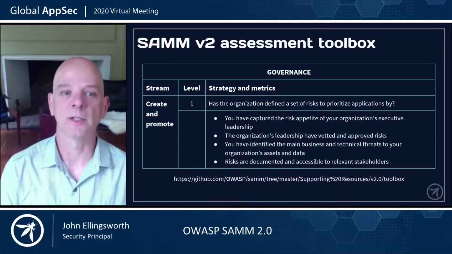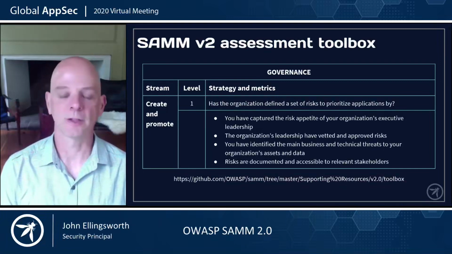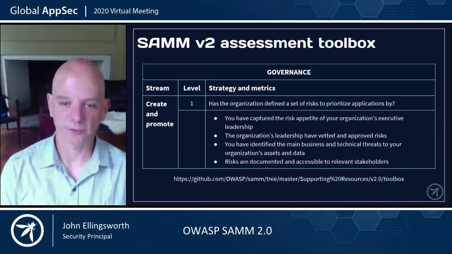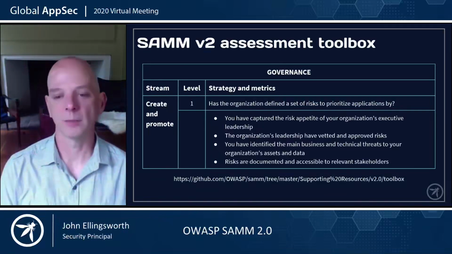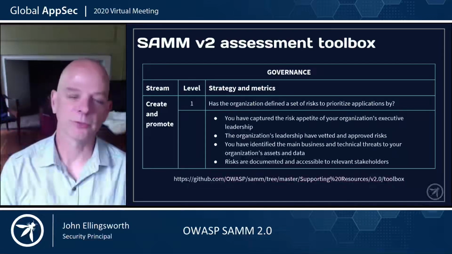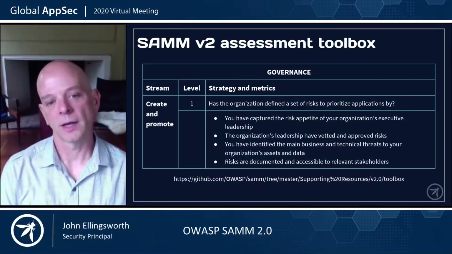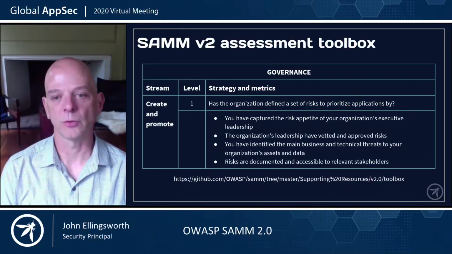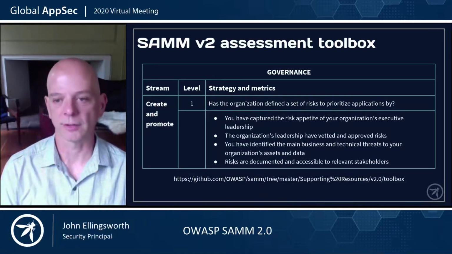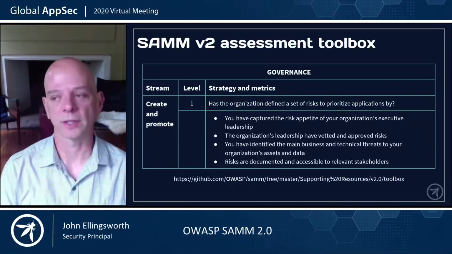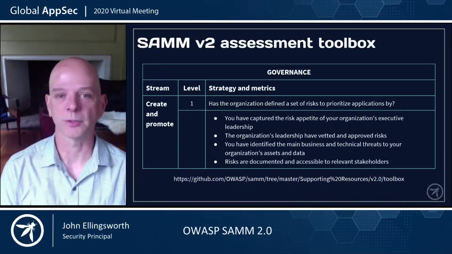So in this particular case, the question around strategy and metrics and promotion of risks to prioritize applications by, there's some quality criteria underneath the question, such as: you have captured the risk appetite of your organization's executive leadership; the organization's leadership have vetted and approved risks; you've identified the main business and technical threats to your organization's assets and data; and risks are documented and accessible to relevant stakeholders. There are numerous organizations that have really not gone through this type of risk assessment for the applications that they're basically responsible for. And so this is an area where prioritizing these things and creating a set of activities to improve the maturity of the organization is instrumental to effectively improving the organization's maturity on this particular stream.